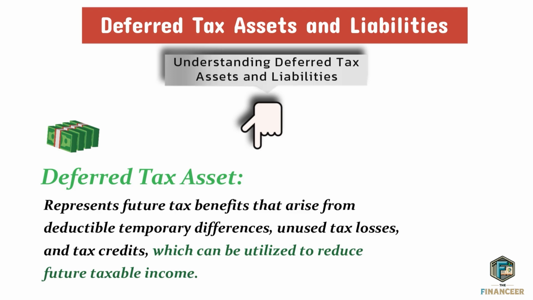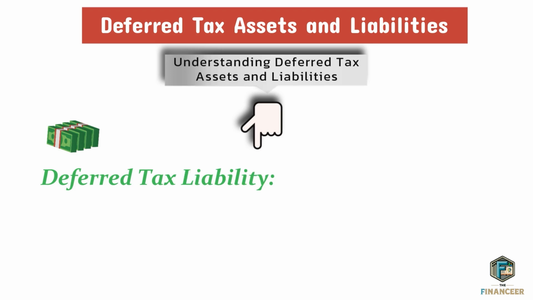Look at the word tax credit. Tax credit means that you are going to reduce your tax amount in the future. So again, this will be considered as a benefit and this will be considered as deferred tax asset. So deferred tax assets can be utilized to reduce the future taxable income from all of these examples. So deferred tax assets means that you have benefits that you are going to utilize in future.